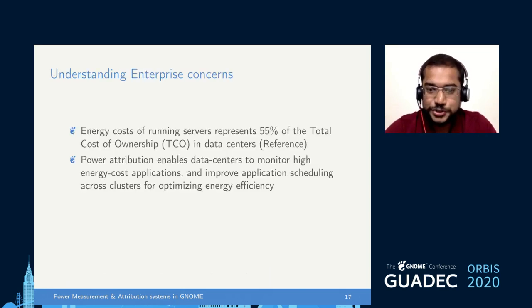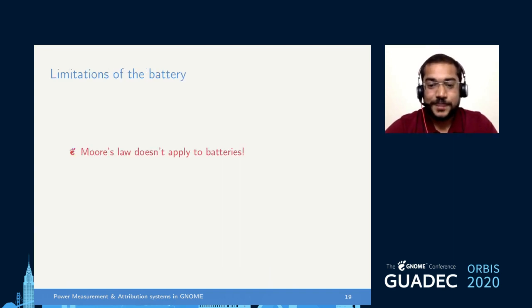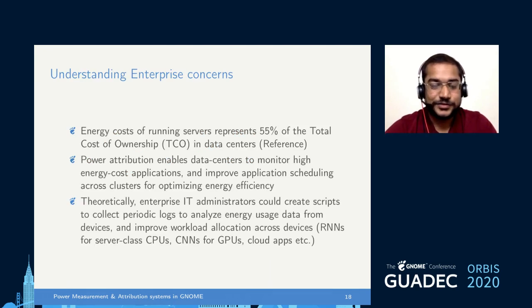So power attribution can enable data centers to monitor high energy cost applications, and it can help improve the scheduling across your cluster. So now you can actually schedule applications which need high amounts of power for high performance clusters, right? So then you end up spending your energy budgets much more wisely, and that way you can even save on your carbon footprints, right? That can be a really great tool. Enterprise administrators can do all sorts of wonderful things with this data. So I believe that this data is really useful for everyone involved in our community.